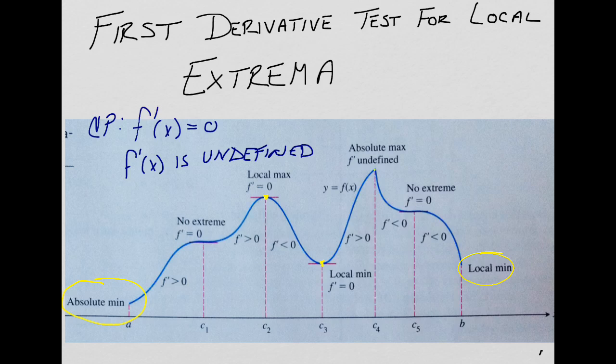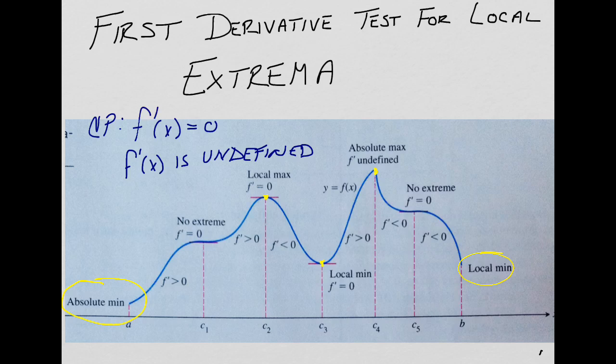At our absolute maximum over here at C4, this would be where f prime is undefined because the graph makes a little bit of a cusp right there, so it basically changes abruptly, and it would not be differentiable there because our derivative is undefined. Again, that would be another critical point.